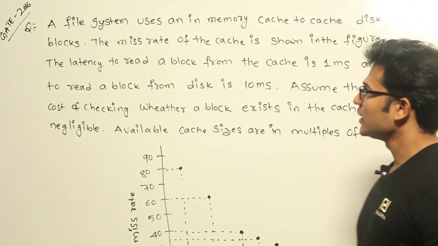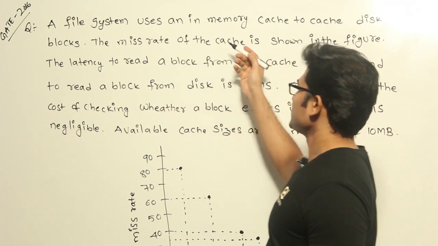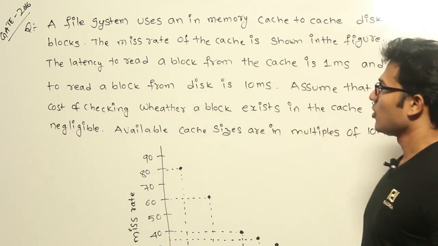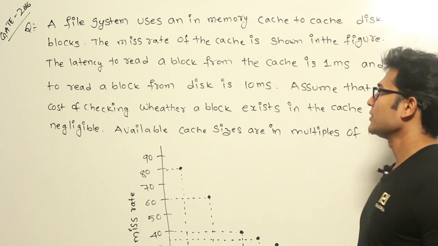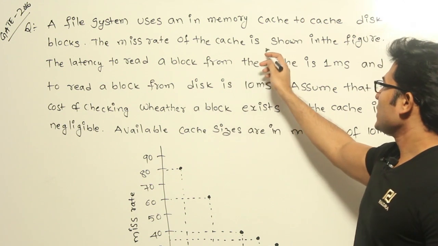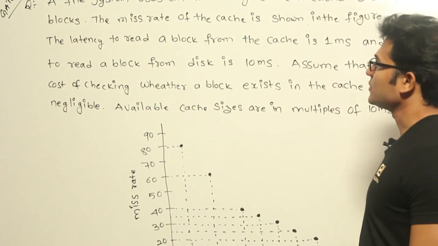Now this question is given in GATE 2016. Let me read it out for you. A file system uses an in-memory cache to cache the disk blocks. So they are saying that there is a cache and there is a disk, right? The miss rate of the cache is shown in the figure. So here they have given us the miss rate.